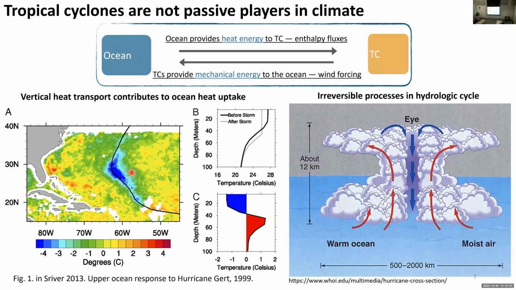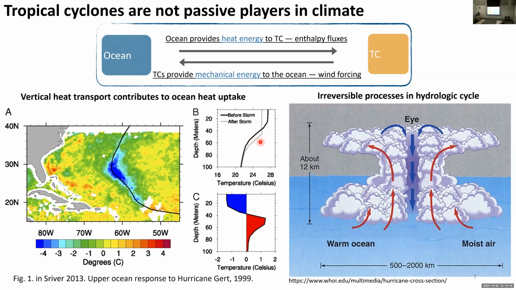That means if we look at the vertical profiles of ocean temperature, before the storm, a very warm layer sits above the cold waters, and after the storm, the temperature of the warm water above decreases, and the temperature of the cold water gets warmer.